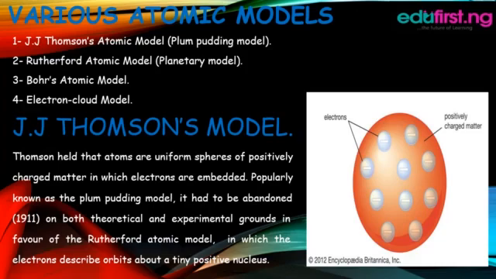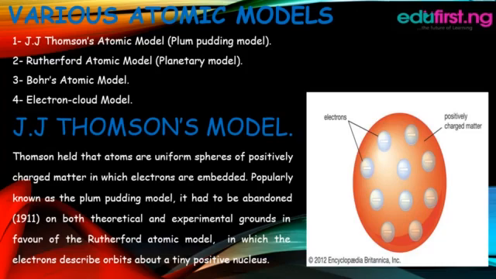Thomson held that atoms are uniform spheres of positively charged matter in which electrons are embedded, popularly known as what? The Plum-Pudding model. It had to be abandoned in 1911 on both theoretical and experimental grounds in favor of the Rutherford atomic model, in which the electron describes orbits about a tiny positive nucleus. What we are saying here is that J.J. Thomson explained an atom to be like a sphere that contains positively charged particles. And within these positively charged particles, a particle is situated, which is called the electron. So this is how Thomson explained an atomic structure.